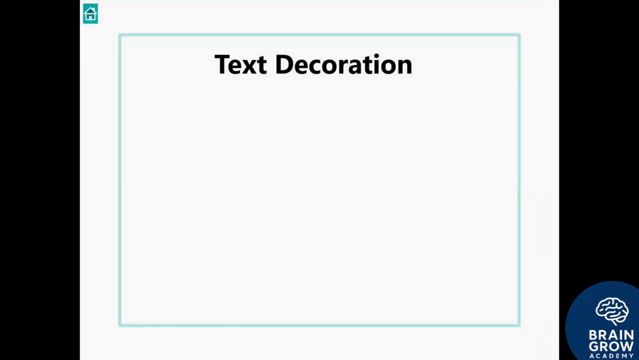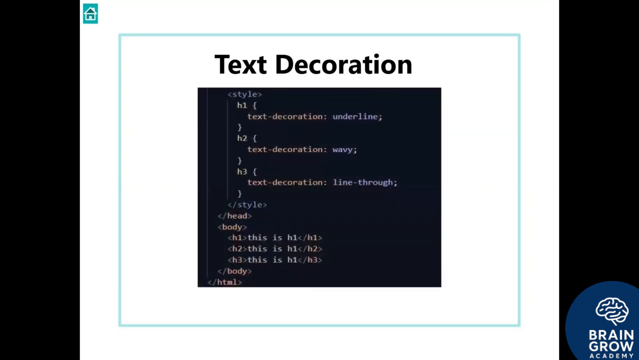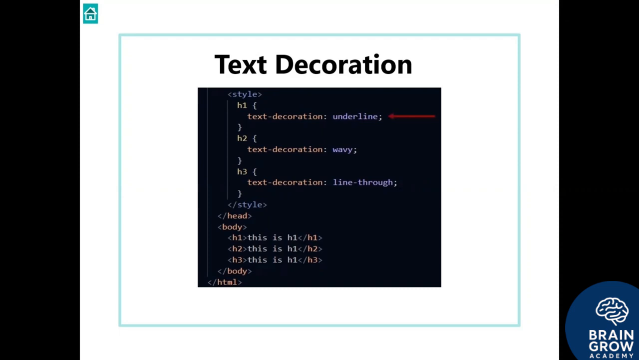Okay, so we use text decoration to decorate any text in CSS. You might be thinking why I'm saying text decoration. So let's take some properties of text decorations and see how it works. Alright, if I wanna decorate the text by underlining them, so I'll write underline. If I wanna have some wavy lines in text decorations, then I'll use wavy.